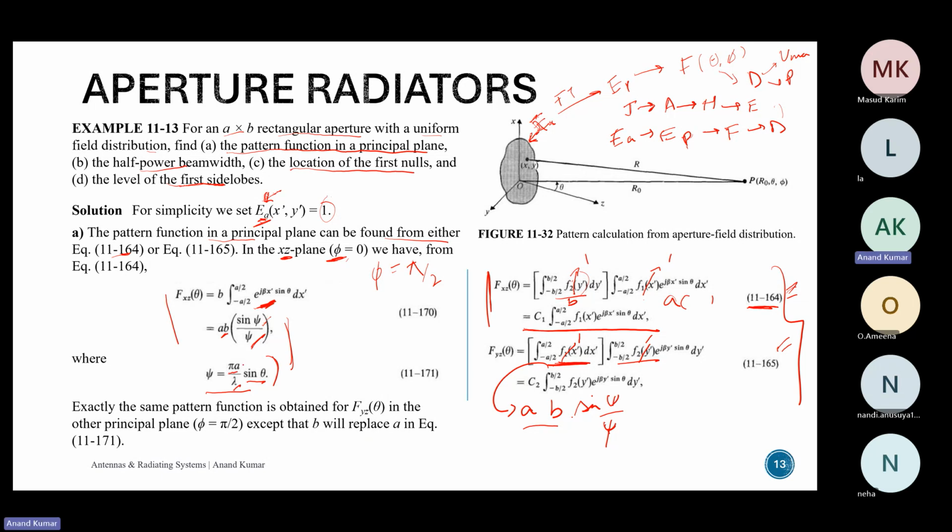In this case, sine phi by phi, and phi is equal to pi b by lambda sine theta. Let's just say this is psi dash, sorry, psi dash. So for the xy, sorry.